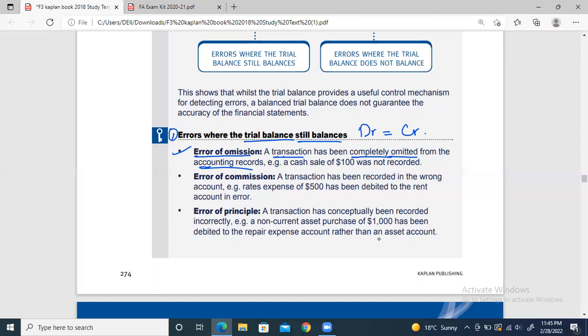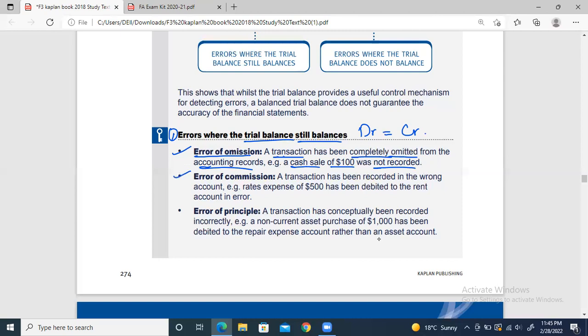So we have not made any entry, we have not even opened the accounting records for that specific transaction. For example, a cash sale of $100 was not recorded, so neither the entry for credit sales nor the entry for debit cash was made. So the trial balance would not know that this entry actually happened. It will show all is well, everything is fine, you can move ahead, the debits are equal to credit, but in actual there is an error over here.